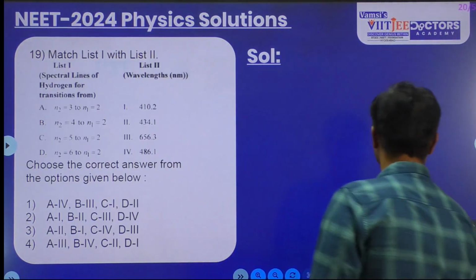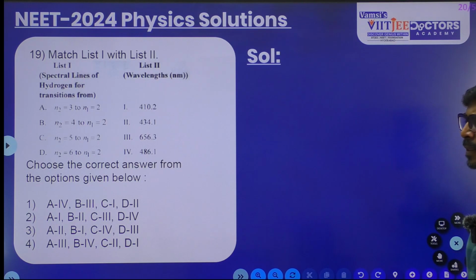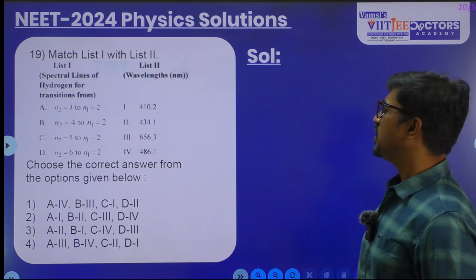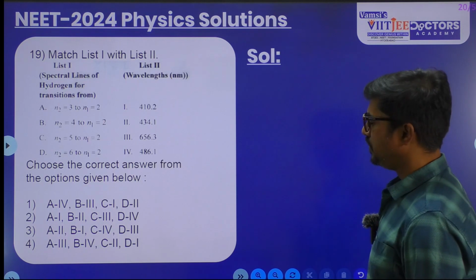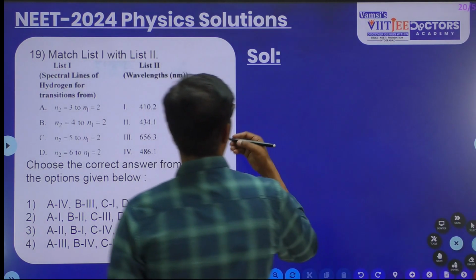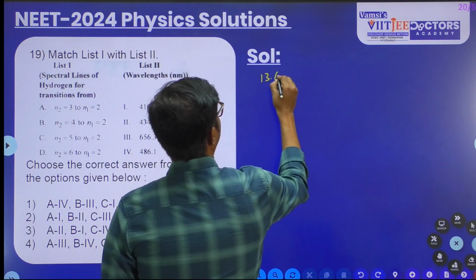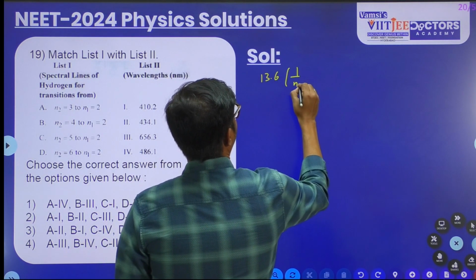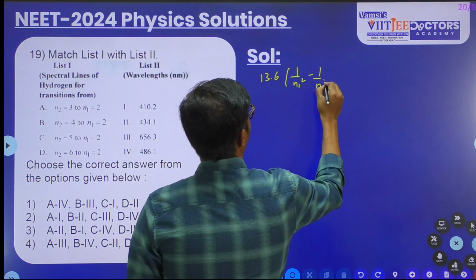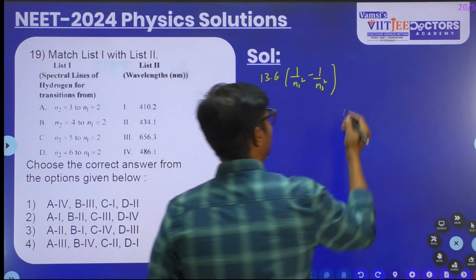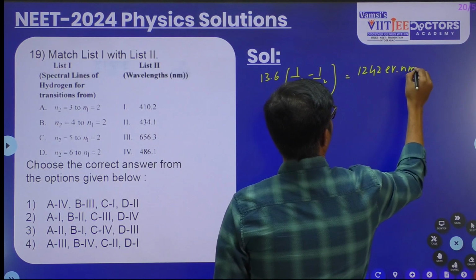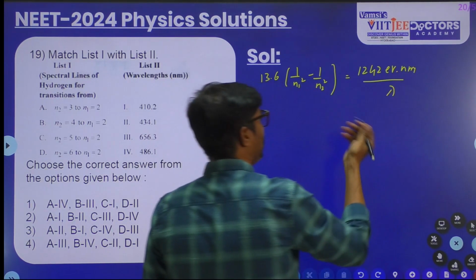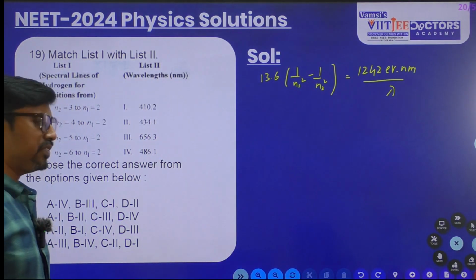Okay. Next question. When I looked at it, I tried to solve it completely in detail, but I thought, how can it be so lengthy? If you do it the standard way, what do you do? 13.6 into 1 by n1 square minus 1 by n2 square is the energy of transition. That is equal to 1242 electron volt nanometer by lambda. From there, you have to calculate lambda. It will be a very lengthy question.